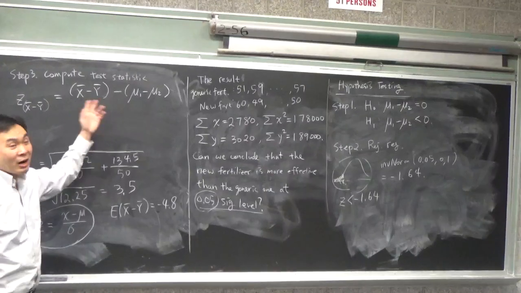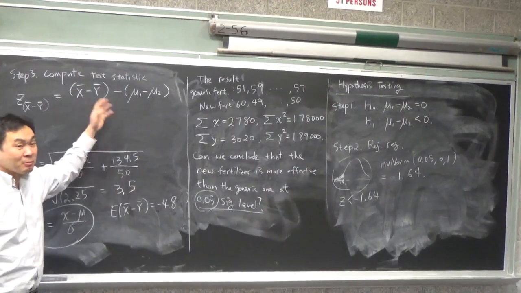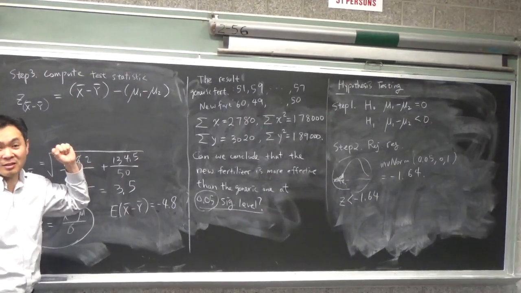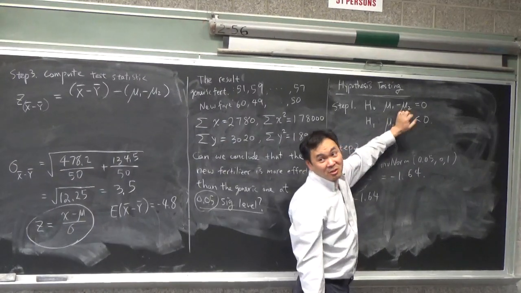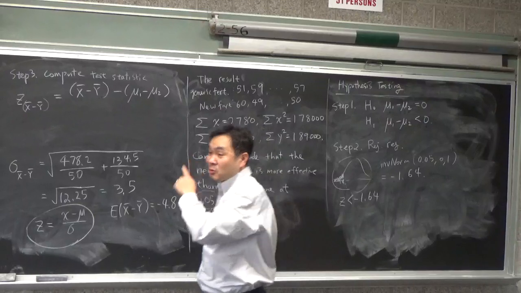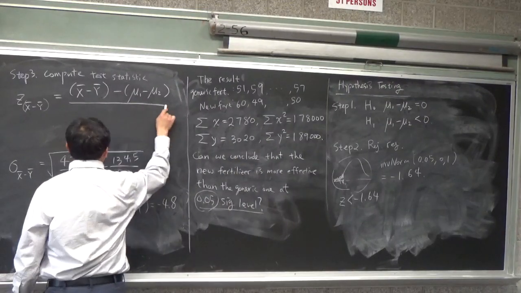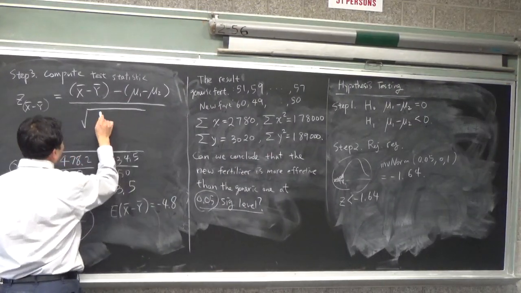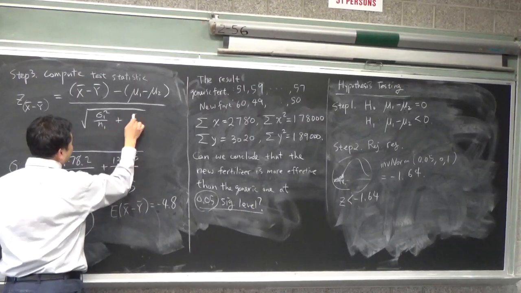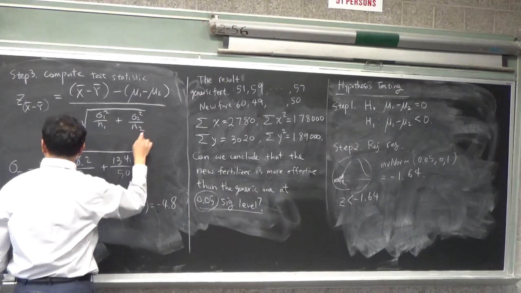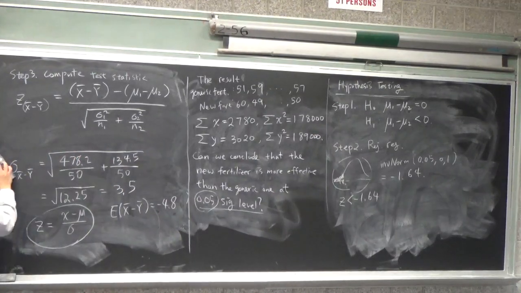And I want to see how they differ. If they differ by a lot, then it's unreasonable to think that this value should be 0. Okay? Then that's what we're trying to do. Divided by square root of sigma 1 squared over n1 plus sigma 2 squared over n2. So this is going to be our formula.